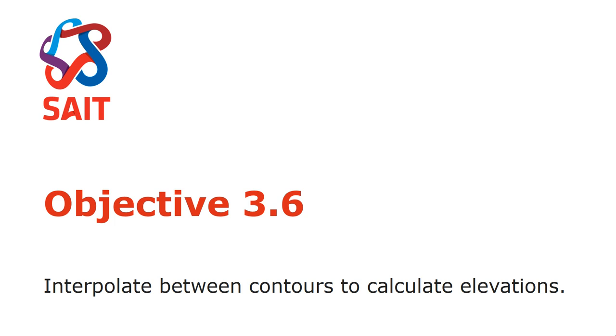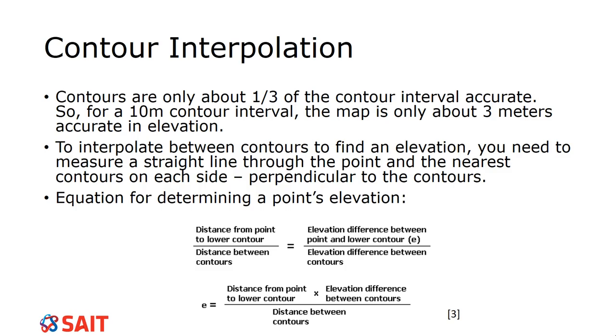So Objective 3.6 is interpolating between contours. There will be a second video on this showing it a little more in action using a map, but I want to go through the math in this case. Contours are only about 1/3 of a contour interval accurate, which means that if you have a 100-meter contour interval, only about 33 meters of it is accurate. So if you go to about 1/3 of a contour, that's about as accurate as you're going to get. You have to keep that in mind as you're working through.